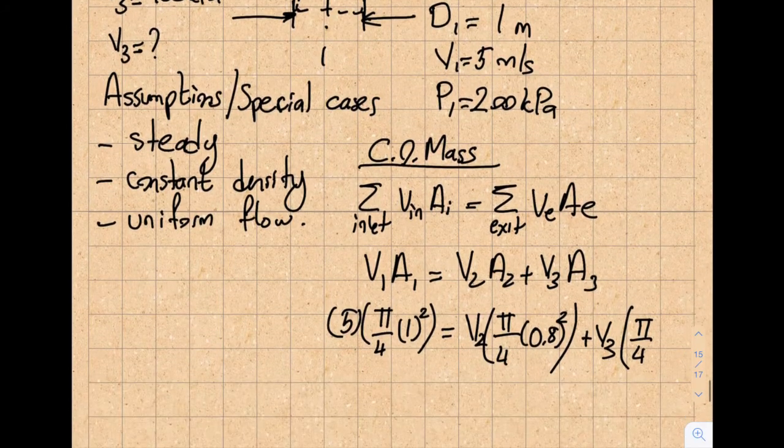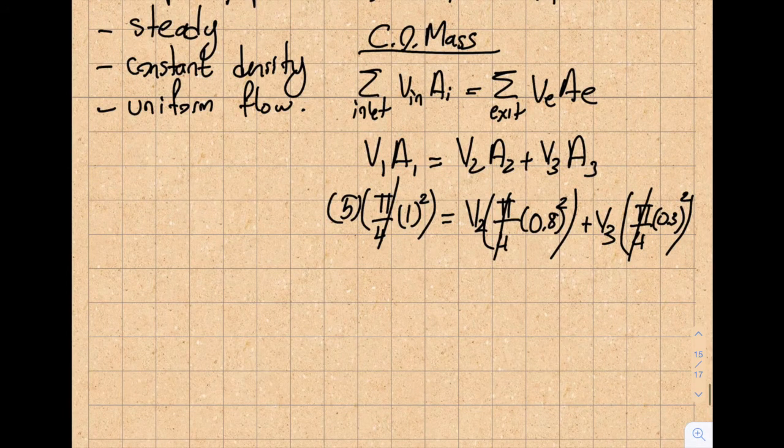area 3 is 0.3 squared. These are diameters, so I'm dividing by 1, pi over 4. Obviously pi over 4 is cancelled, and they are multiplied by each, and from here I will get 5 is equal to 0.64 V2 plus 0.09 V3.